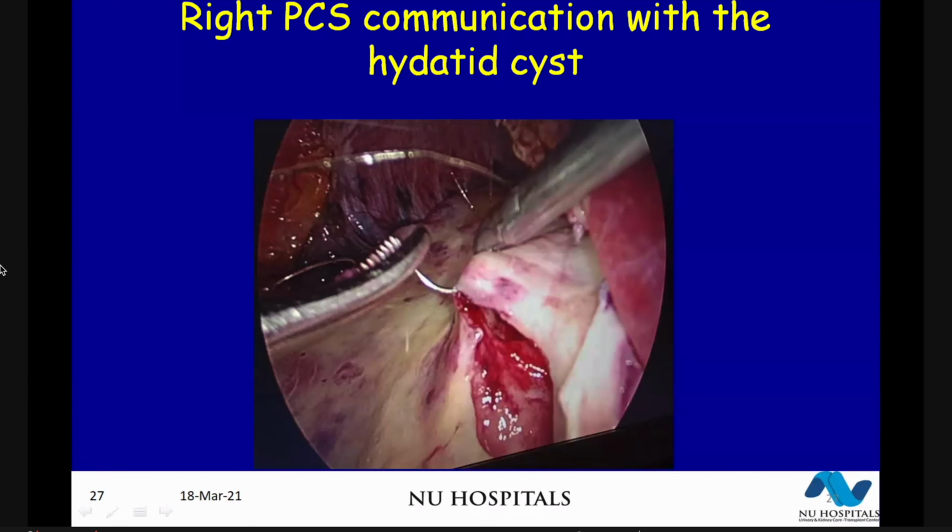You go from outside in or inside out? Inside out, sir. Okay, tell me the first layer. Germinal? Internal germinal layer, sir. Then laminated layer, sir. And then pericystic layer, sir.